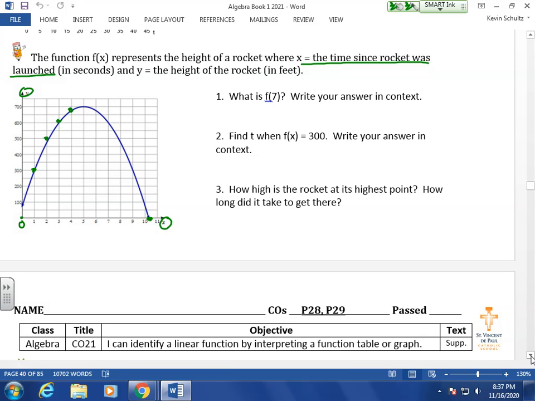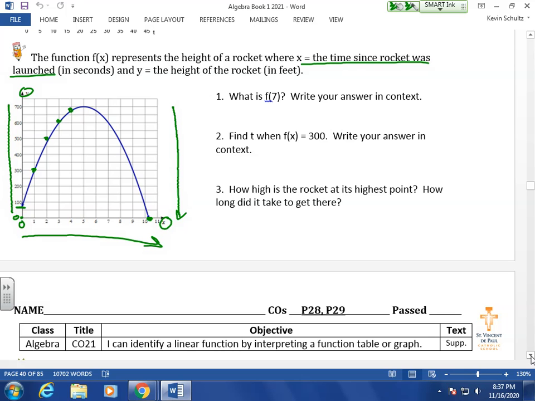Y is the height of the rocket in feet, so as time increases, the height increases as well, right? But then gravity kicks in, and time is still moving forward, but now it's coming back down, and it lands on the ground at y equals 0, because if it lands on the ground, there's no height there, okay? So the fact that it's not launched from 0 probably tells us that this rocket was launched on like a platform, about an 80-foot high platform, okay?